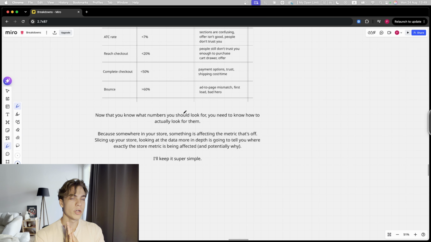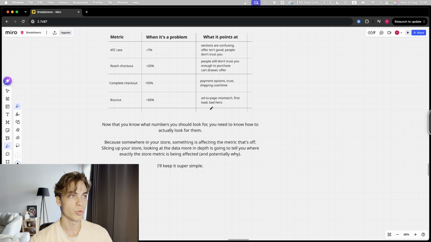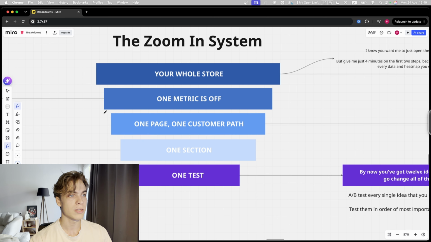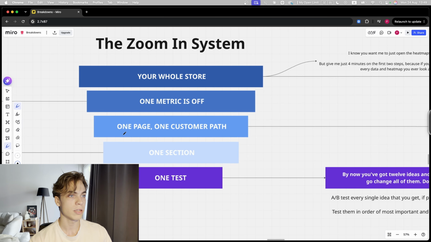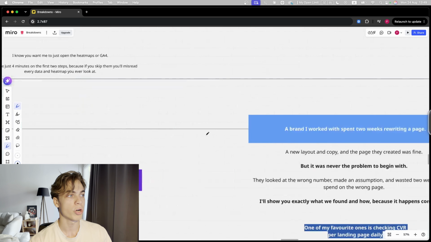And now we're going to get into the more juicy stuff. I'm going to show you hands-on how the things I want you to do are going to actually look. So now we are zooming in a bit more. We went from your whole store, now you know what metrics you should be looking at, and now we are going to start actually seeing these metrics, start seeing what's going on in your store, and start seeing what is causing you to lose sales. So we are going to try to find one page and one customer path that we want to actually look at in more depth.